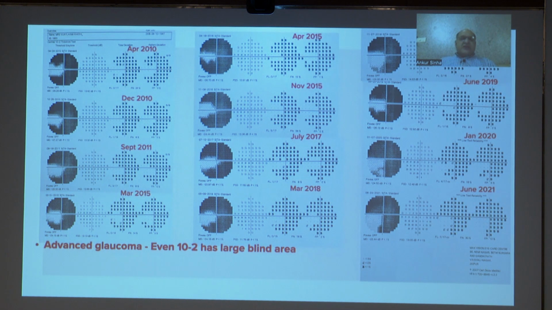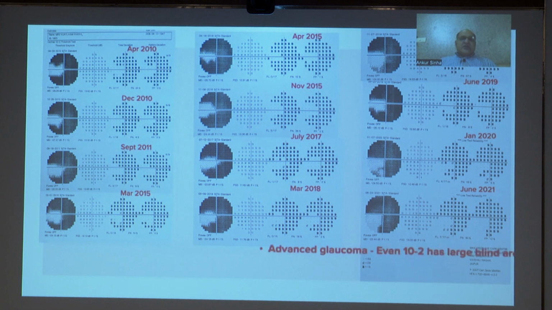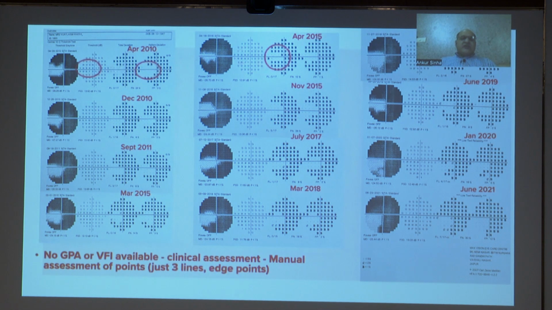And even on this 10-2, the patient has large blind areas. So with this 10-2, we have non-availability of GPA and VFI. So the only method left to assess progression is clinical assessment. So what we do is manually assess all the points, and we have to be very, very careful as we just have 3 lines of visual field in this patient. So there are a lot of edge points.